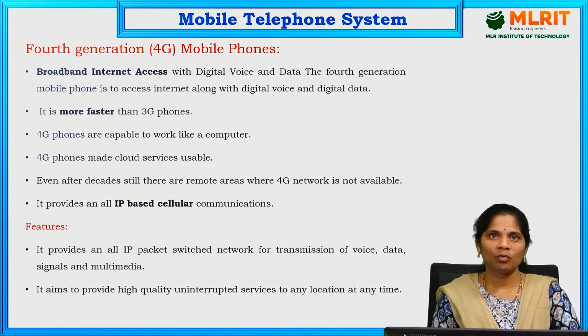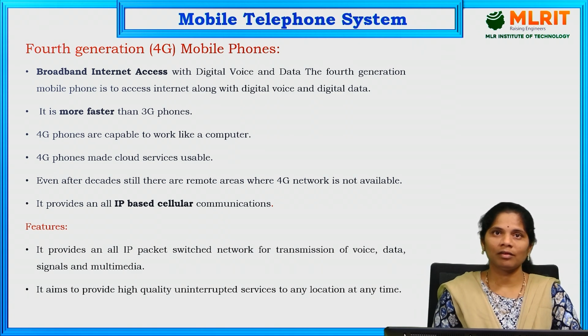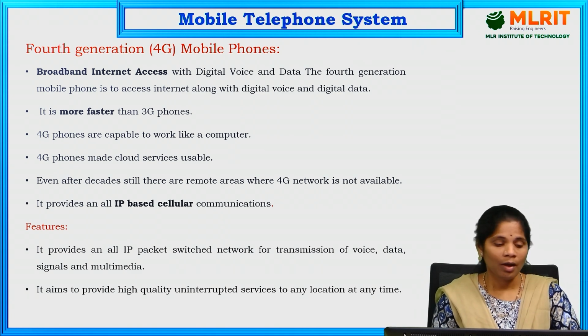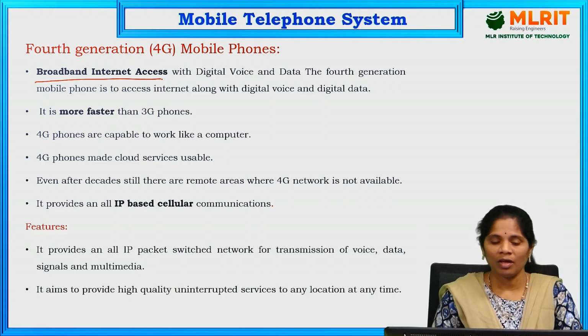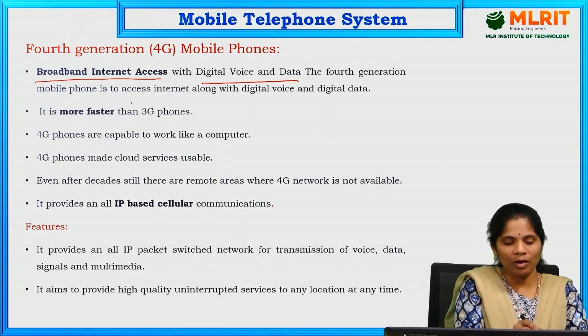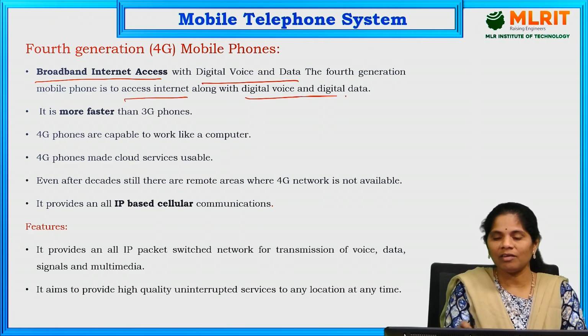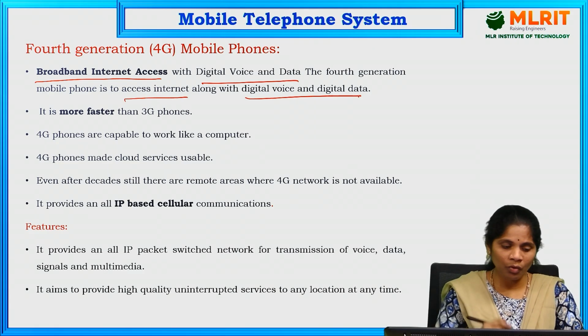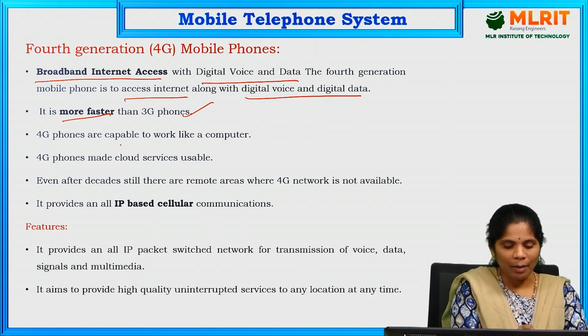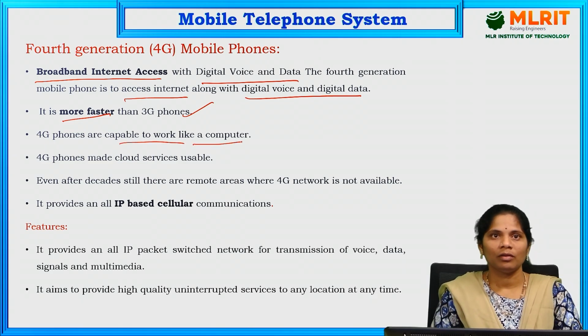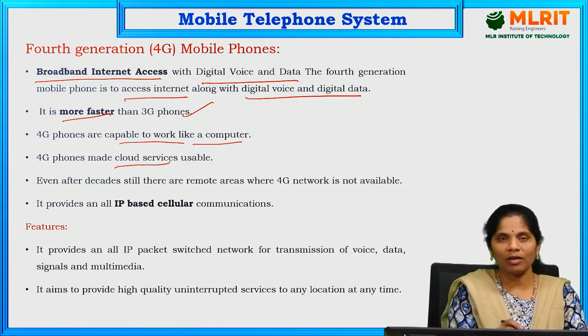Coming to the fourth generation mobile phones. What is a fourth generation mobile phone? Previously, the third generation had internet access. But here, it has broadband internet access connected to multiple users with digital voice and data. Mainly, it is also accessing the internet along with digital voice and digital data. So, it is much faster than 3G phones. These 4G phones are capable of working like a computer. These 4G phones mainly have cloud services also.